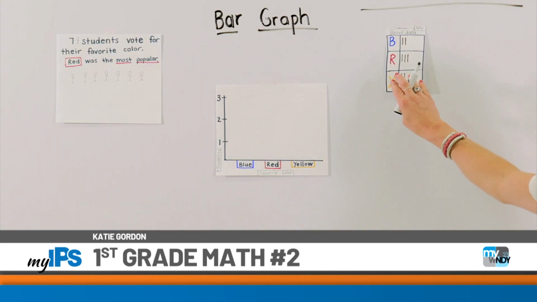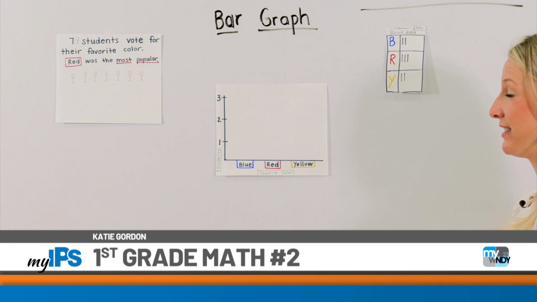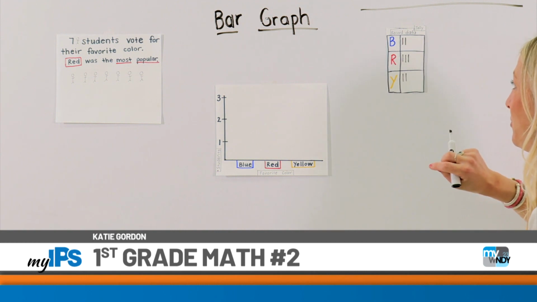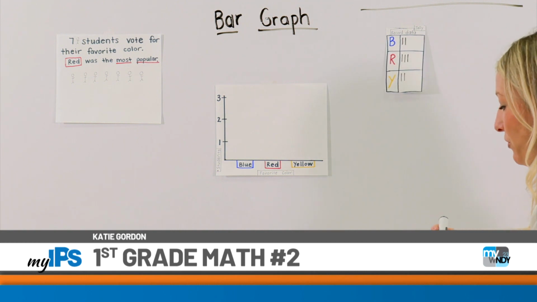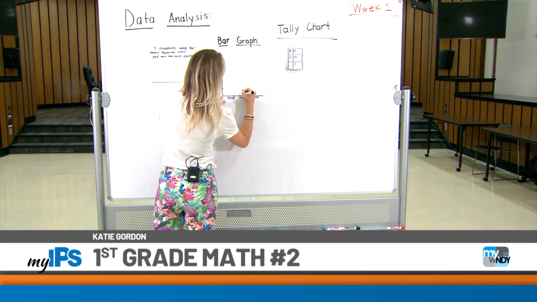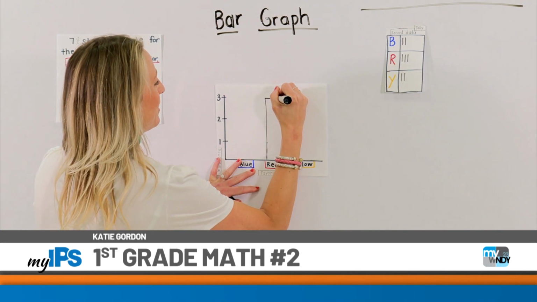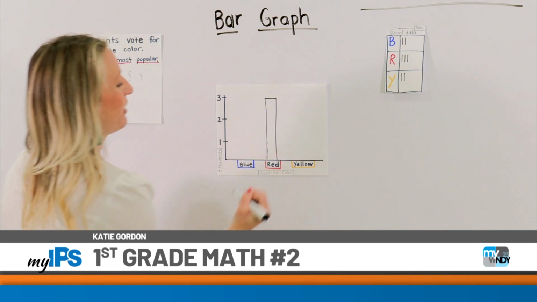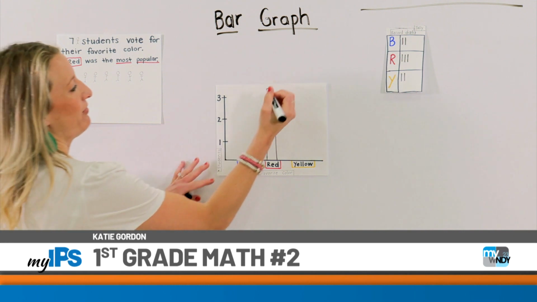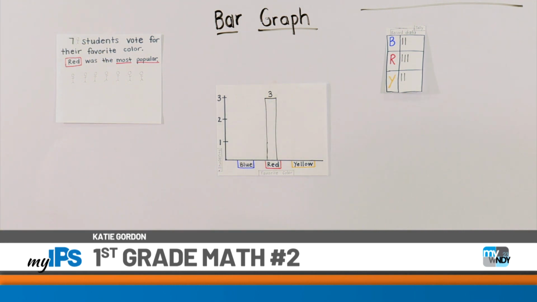So then in my tally chart, which you don't have, but I like to put my data into the tally chart to double check myself. So I have 2, 3, and 2. So yep, we found out that the most that someone could vote for red would have been 3. So go ahead and draw your rectangle up to your number 3, and that represents your red. So then we know that red had 3. 3 students voted for red.